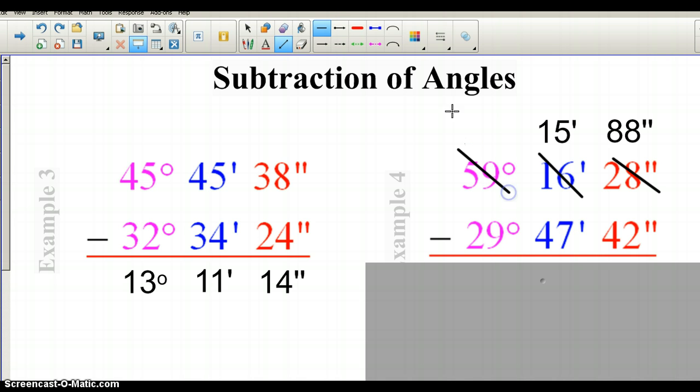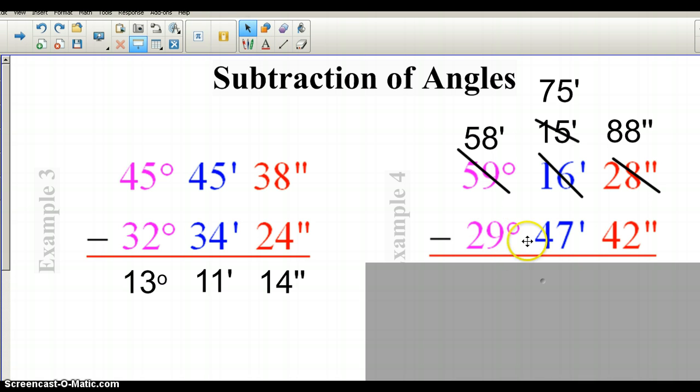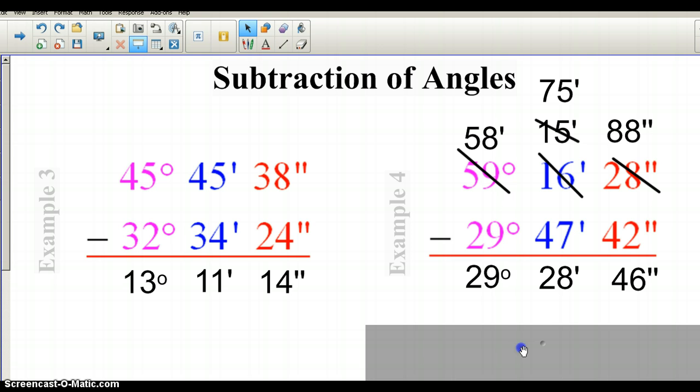So I have to borrow an entire degree. If I borrow a degree, I'm borrowing one, so I'm taking away. It's now 58, which now makes this not 15, but 60 plus 15, because I'm taking the entire degree, which is 60. So this is getting crossed out too. So now my final math problem would be 88 minus 42, 75 minus 47, and 58 minus 29. And my final answer would just be 46, 28, 29. And this is read as 29 degrees, 28 minutes, 46 seconds.